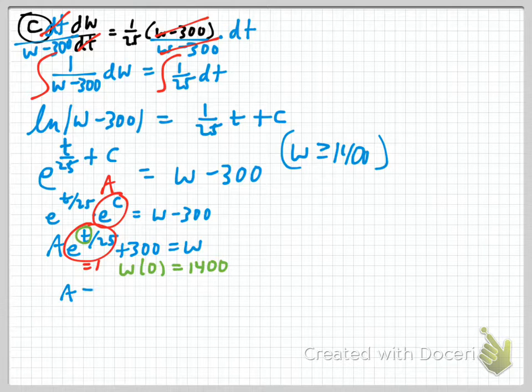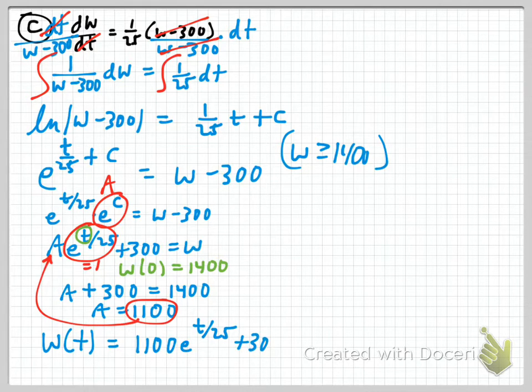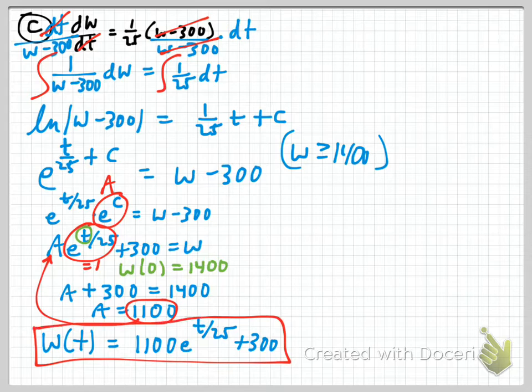Then, when we use our initial condition, we're able to solve for the constant. A plus 300 is equal to 1400. And therefore, a must be equal to 1100. So we put the 1100 back in for a, and we have our equation. Let's make it really official. W at t is equal to 1100 e to the t over 25 plus 300. Now, I don't know what we're going to have to do with that, but for right now, that's our equation for W.